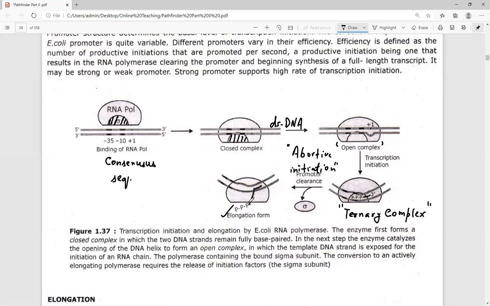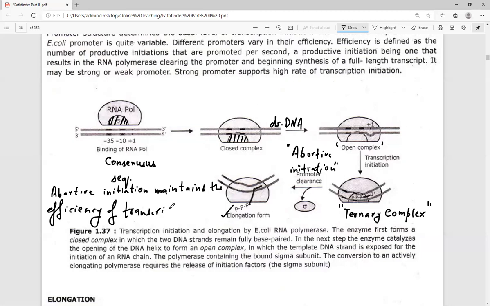Why does abortive initiation take place? Most importantly, abortive initiation takes place to maintain the efficiency of transcription. It maintains the efficiency of transcription so that transcription takes place effectively only. Then only abortive initiation is going to take place. See this.